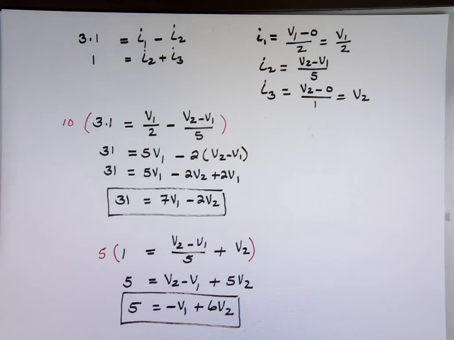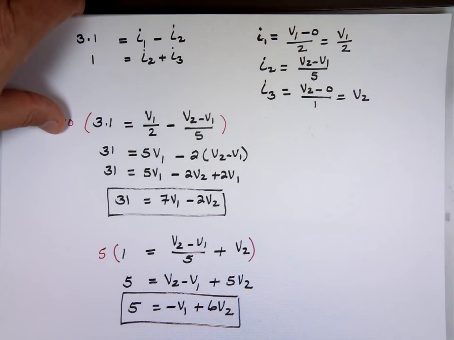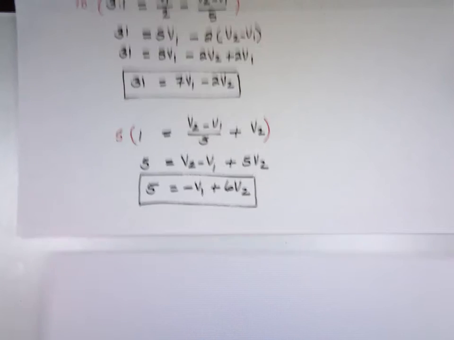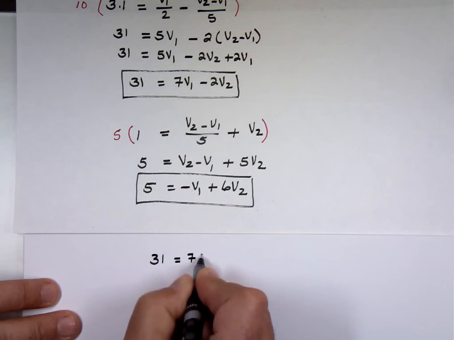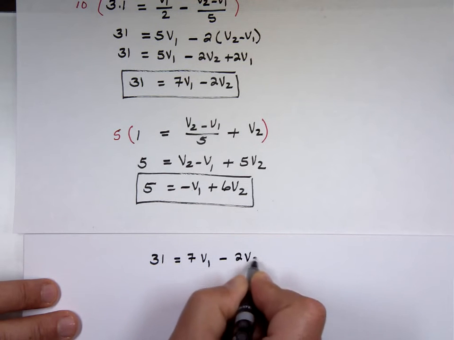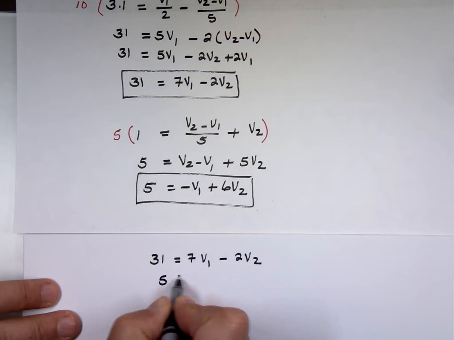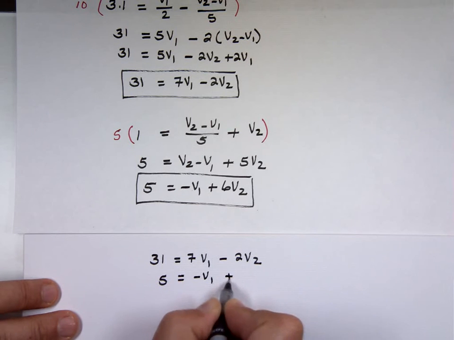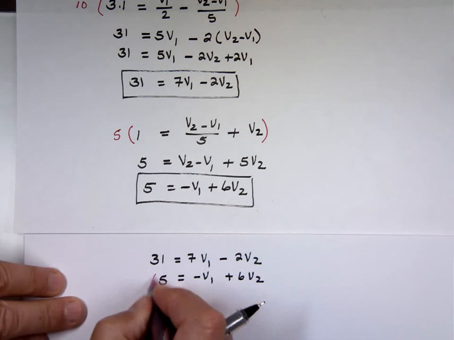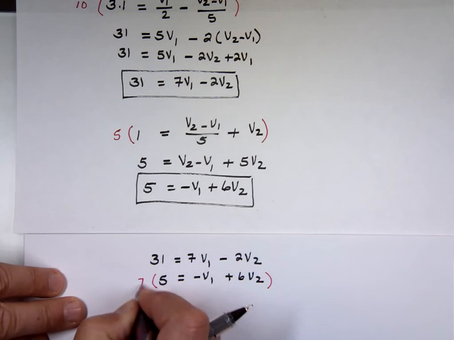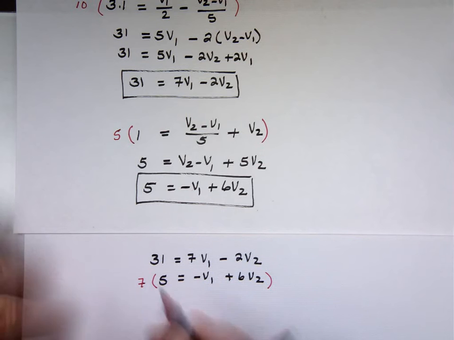2 equations by 2 unknowns. I should be able to solve them using any of the techniques that we learned in earlier algebra classes. So let me write the 2 equations down. The other one, 5 equals negative V1 plus 6V2. Now I'm looking at it, and probably the best way to solve this is the elimination method.